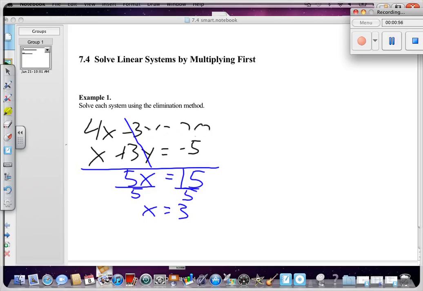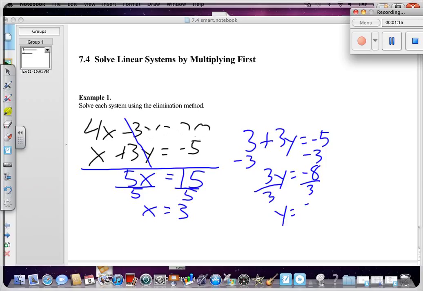All right, now we're going to plug that back in to find y. Doesn't matter which one. I'm going to do the second one. 3 plus 3y equals negative 5. Subtract 3 from both sides. We get 3y equals negative 8. We divide by 3. And we get y equals negative 8/3. Everybody feel pretty confident about that?